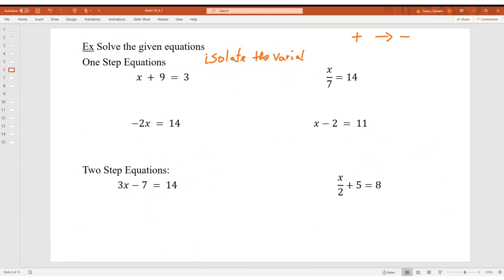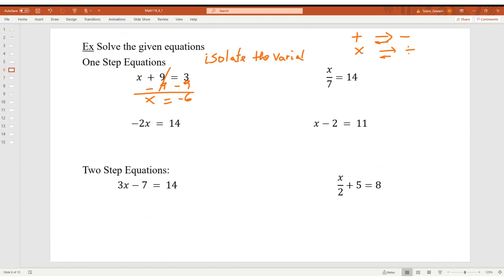If you have multiplication, you do division, and it is vice versa. It goes both ways. Now let's see the first equation. We have x plus 9, so I have to take away 9 to isolate x. Now x is by itself, 9 cancels 9, and you have negative 6. So x equals negative 6 is the answer, straightforward.